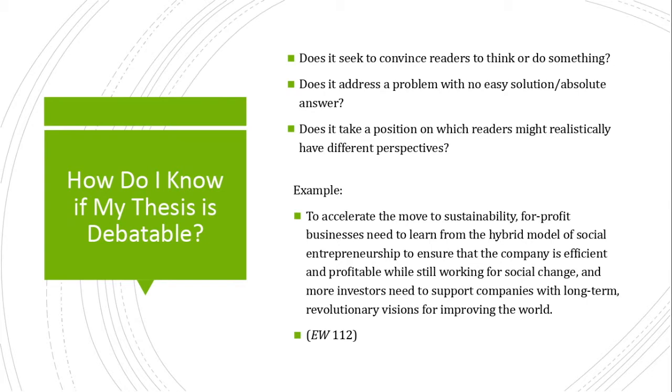And so you could look up this whole essay and look at it, but this is, of course, just the thesis statement. So to accelerate the move to sustainability, for-profit businesses need to learn from the hybrid model of social entrepreneurship to ensure that the company is efficient and profitable while still working for social change. And more investors need to support companies with long-term revolutionary visions for improving the world.